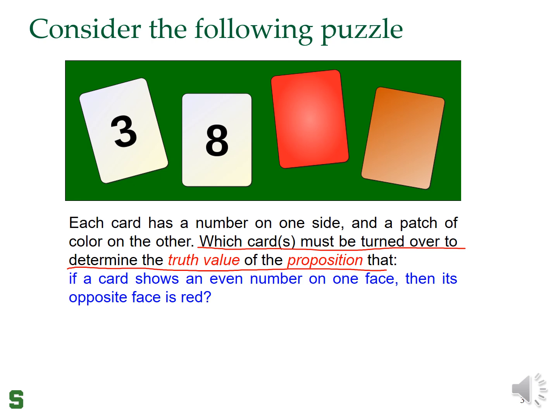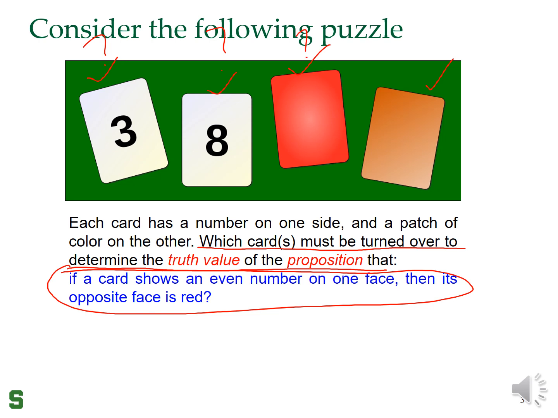And the proposition that we want to check is: if a card shows an even number on one face, then the opposite side of it is red. So the question is, do I need to turn this card over to determine that? Do I need to turn this? Do I need to turn this? Do I need to turn this? Which cards do I have to turn in order to answer that question?